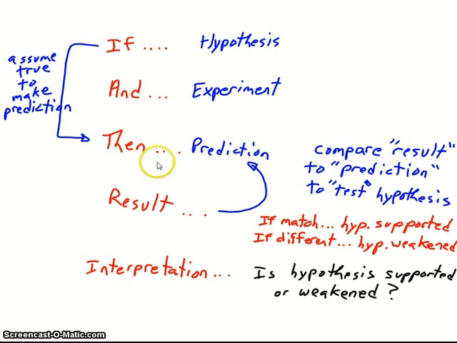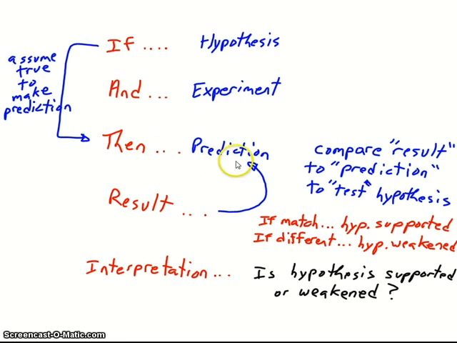The then is going to be our prediction. The prediction is what should happen if the hypothesis is true and we do this experiment. What should be the results? So notice over here there's a note. We have to assume that the hypothesis is true when we make the prediction. So prediction isn't just what we think is going to happen. It's what must happen if the hypothesis is true and we do the experiment as listed here.